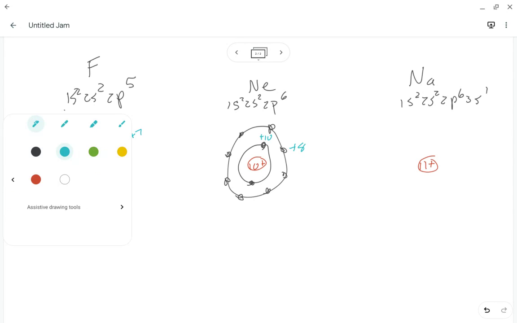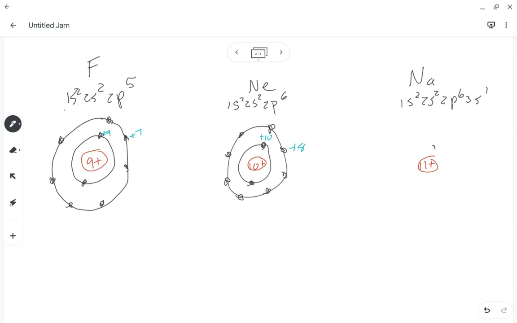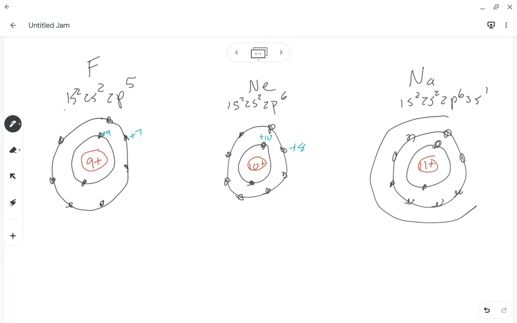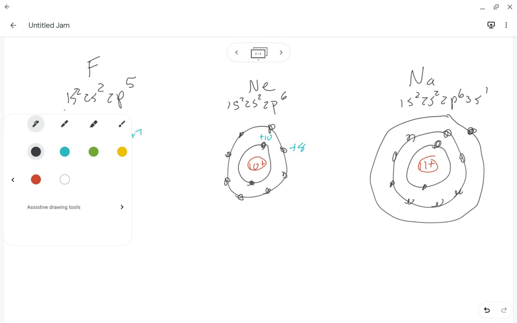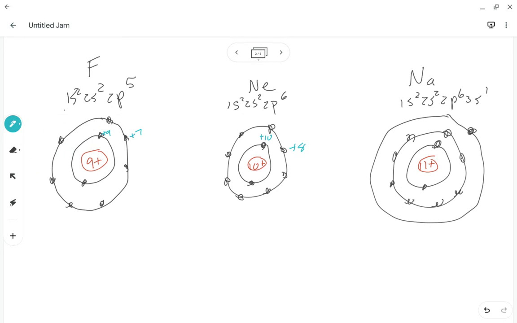If we look at sodium, it's got in its first energy level 2 electrons. In the second energy level, it's got 2 in the s and 6 in the p, so that's 8 electrons. And then in the third energy level, it has 1 lonely electron. So if we look at the effective nuclear charge, it's plus 11, plus 9, and plus 1.